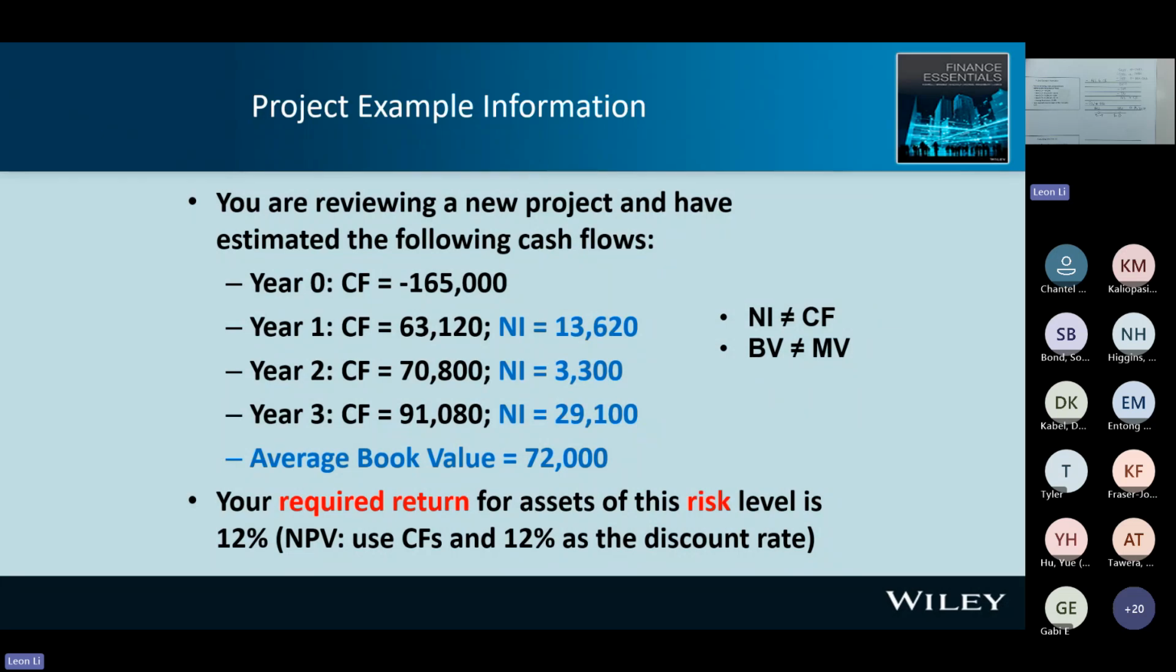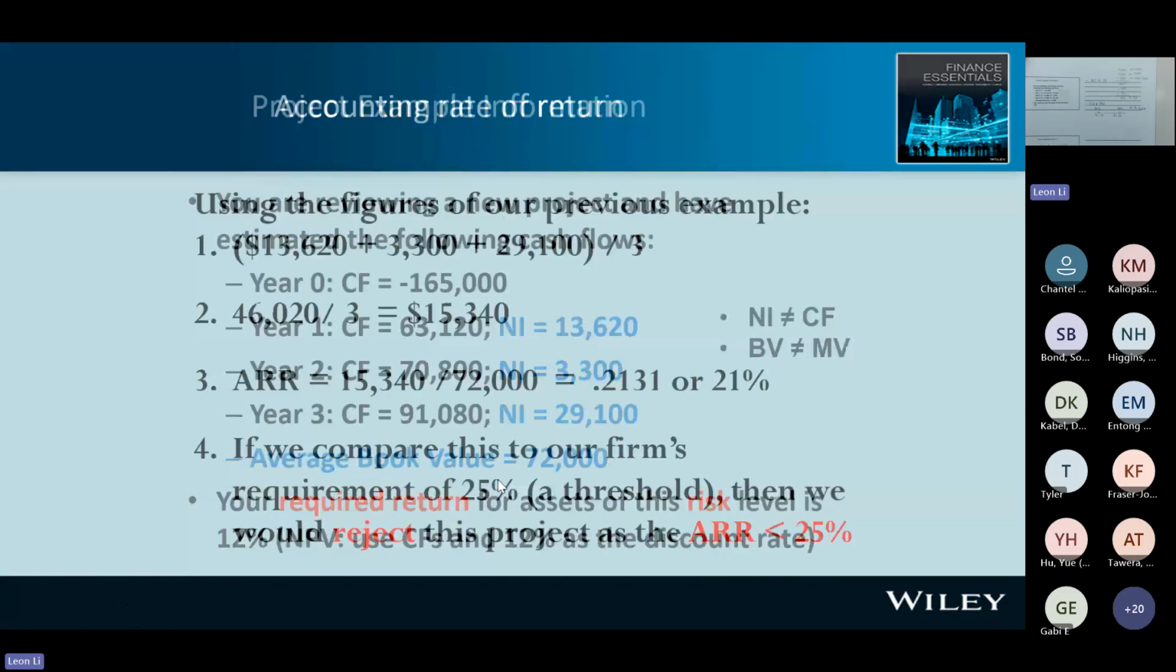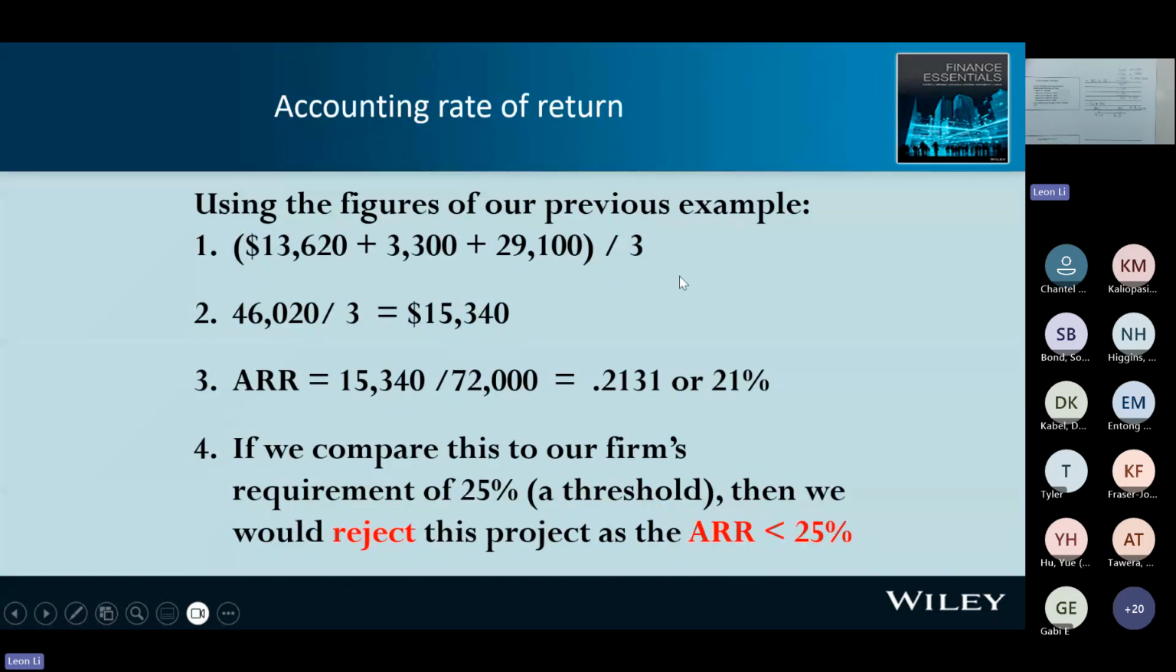So let's go back to accounting return. So we have net income, 3 years, and the book value. Then accounting return is easy. We use a simple average, right? So average net income and the average book value. Here we have the result. So average net income, right? 3 years, simple average, right? This is our simple average.